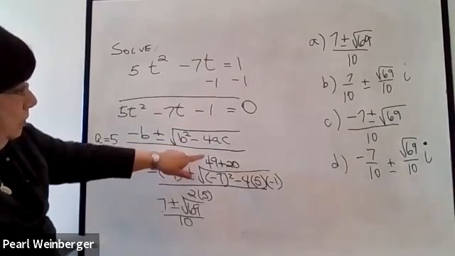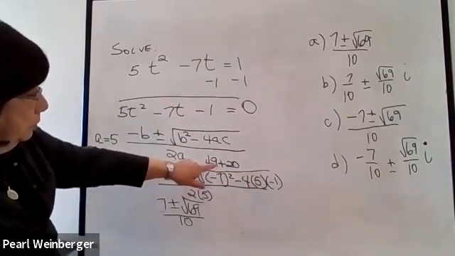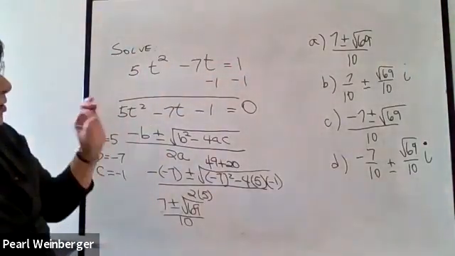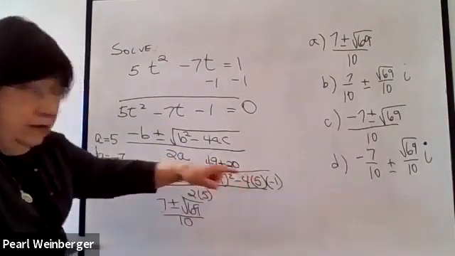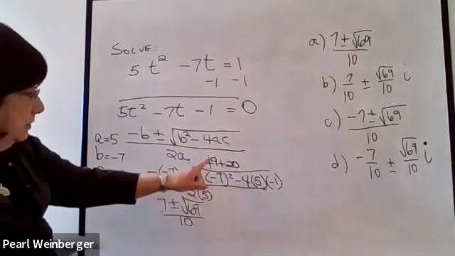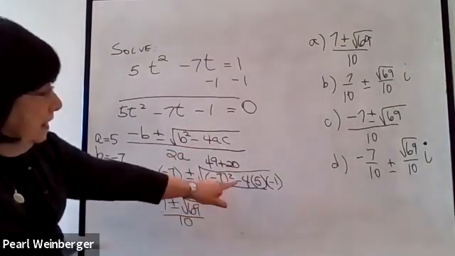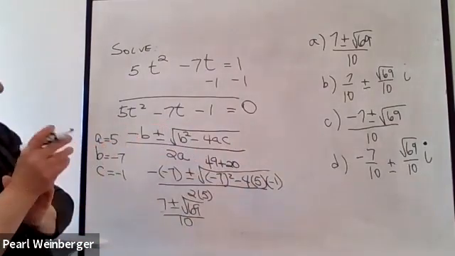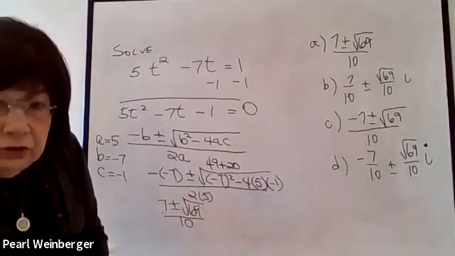Notice, right away, when I saw the number inside the radical was a positive number, it was 69, I knew it couldn't have any i. The i could only come from a square root with a negative. The whole thing would have been negative. Don't forget, when you're squaring a negative number, it becomes positive. -7 times -7 is +49, and -4 times 5 times -1 is +20. That's how you get that 69, and it's choice A. Any question about that?